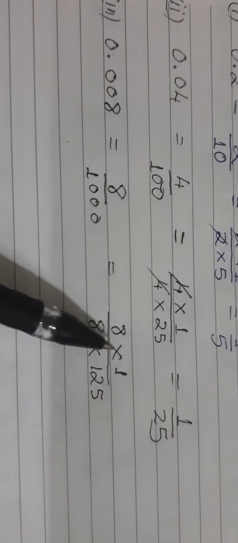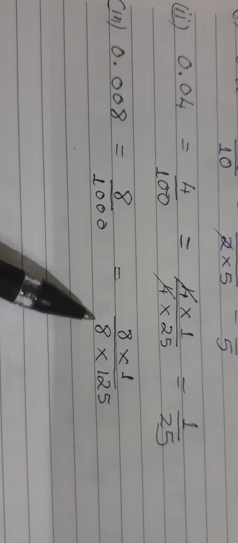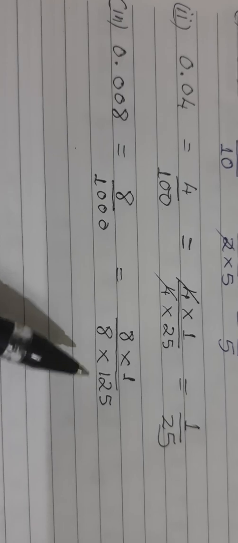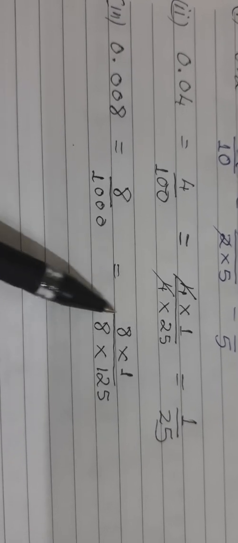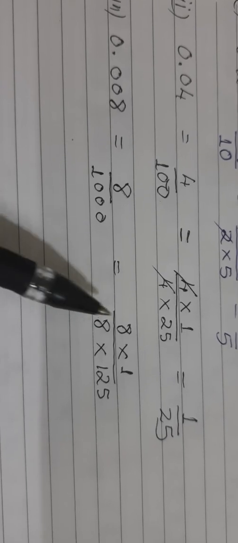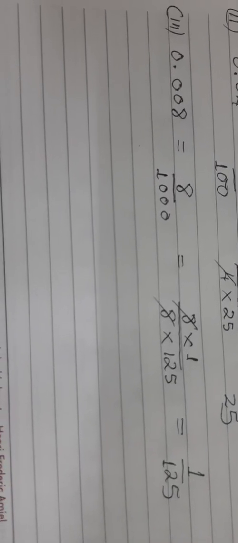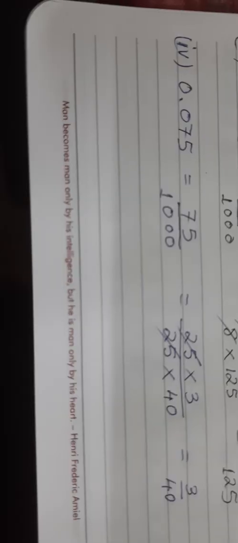So 8 can be written as 8 into 1, numerator. 1000 can be written as 8 into 125. 8 into 125. So 8 and 8 are the common factors, in both numerator and denominator. So 8 will cancel out each other, and the remaining will be 1 by 125. That will be our answer, the fraction in the lowest term. Okay, so this is our answer, 1 by 125.